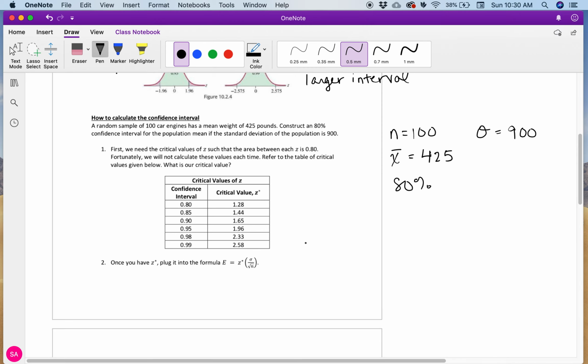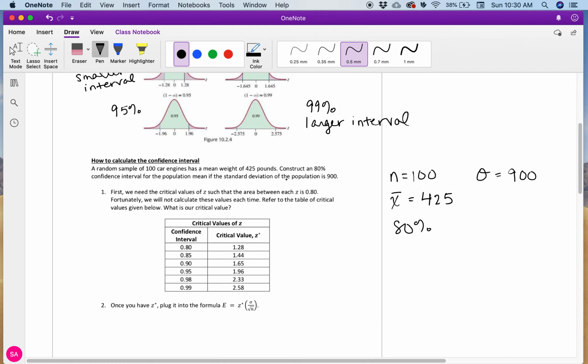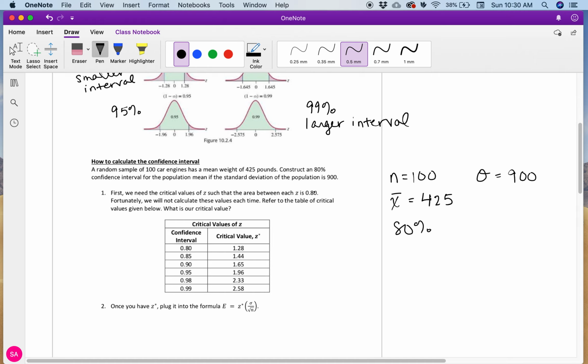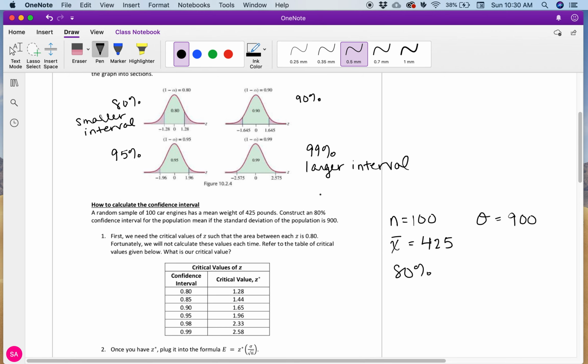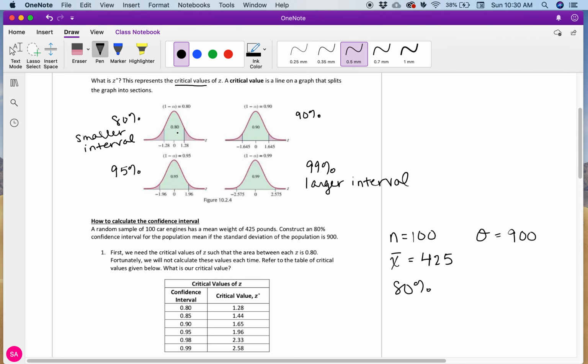So there are a few steps we have to take to complete this problem. But fortunately for all these problems, the steps are the same, so you just have to repeat the process for every problem that you do. The first thing you want to do is find the critical values. If we have an 80% confidence interval, we have to find the z-values that correspond to this confidence interval, which means the z-values such that the area between them is 0.80.